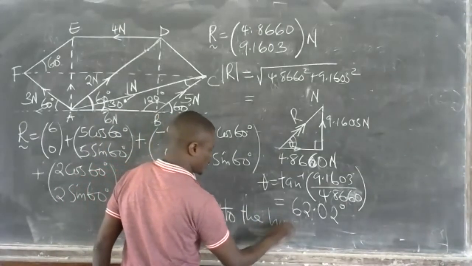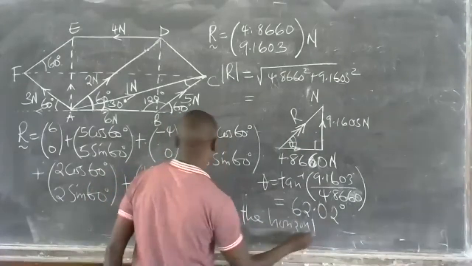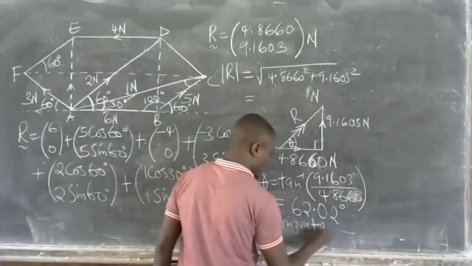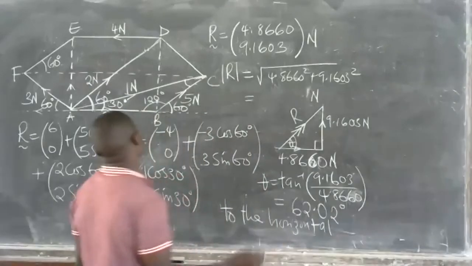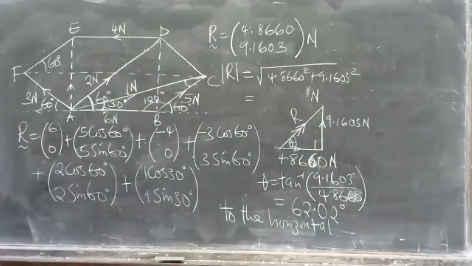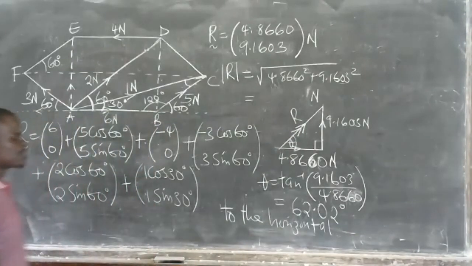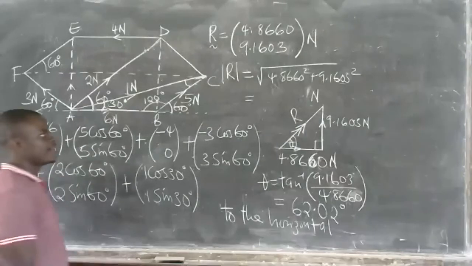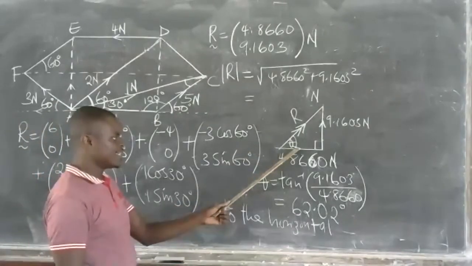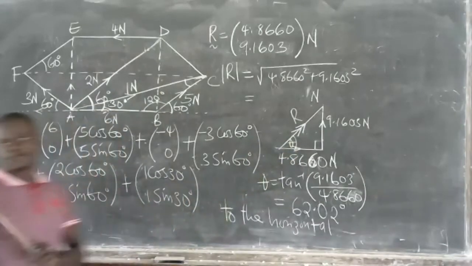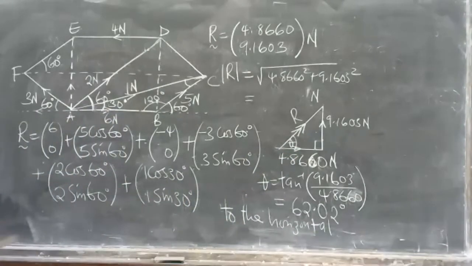So you say to the horizontal. To the horizontal, someone can say to FB, because FB is also horizontal. Or someone can say to ED, because ED is horizontal. To the horizontal, as simple as that. Those who want to use bearings, you are free to do that. You can say the direction is east, that angle north.